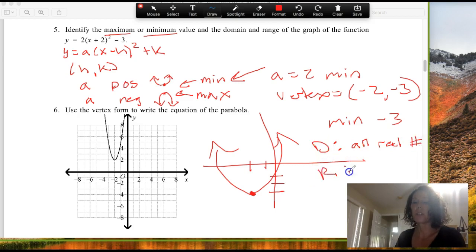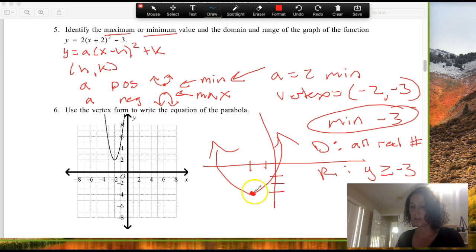The range is different. The range is your y values, and the lowest value you could be here is right here at -3. It has to do with my minimum, all right? So for the range, all my y values need to be greater than or equal to -3. You're not going to get any y values below -3. So that would be my range. And that's how you do that one.